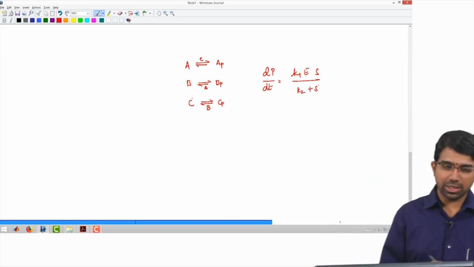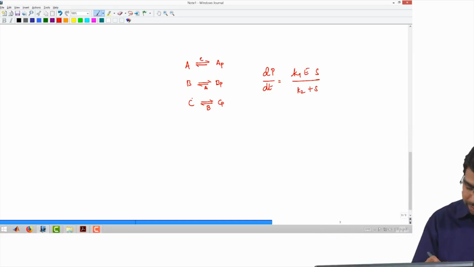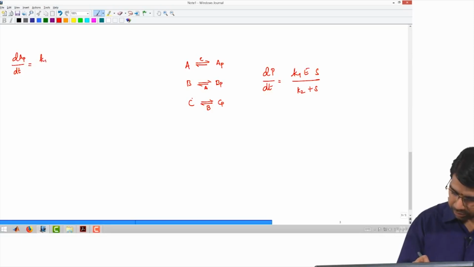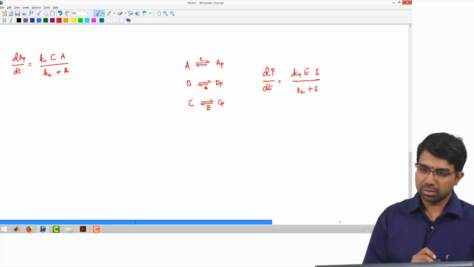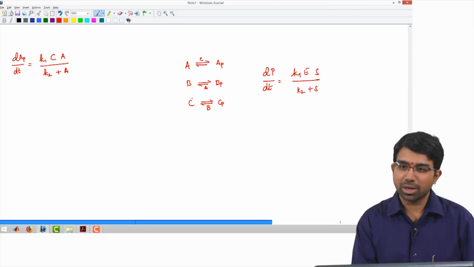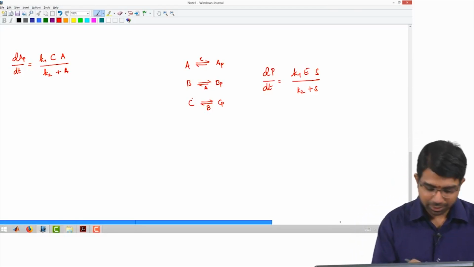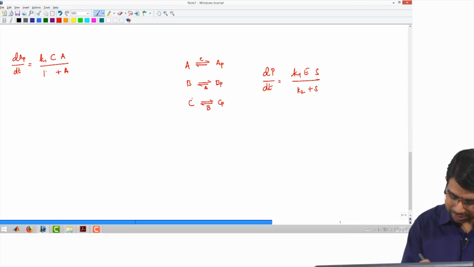So, if you were to assume Michaelis-Menten here, how would you write dAp by dt? Is that right? Well, not necessarily. K2 is not the backward reaction, this is actually the Km. So, let us not even write it as K2, for simplicity I wrote it as K2. So, let us call it Km1.